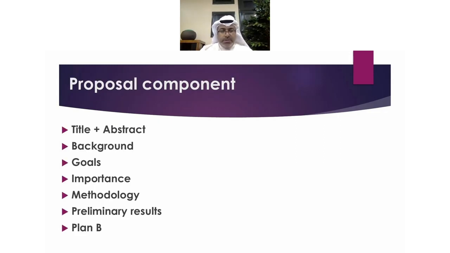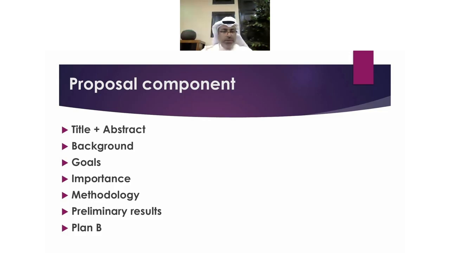Okay, what about the components of any typical proposal? Of course, any proposal will have a title and abstract. I will tell you later on what you should write in a title and what you should write in an abstract. You need the background about the project, overall summary of the project and the literature survey, what has been done before and what is the gap in the literature. The goals, you need the goals. The objectives, very important. The importance of this proposal, you need a section to tell the importance of your proposal, and then you talk about the experimental part, which is the methodology. If you have preliminary results, you should mention them.